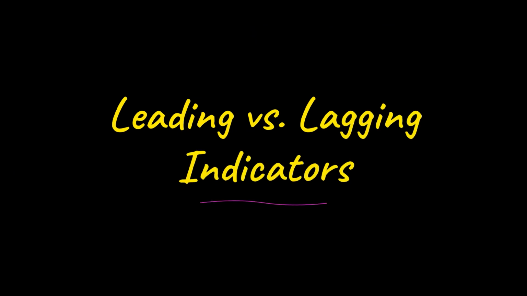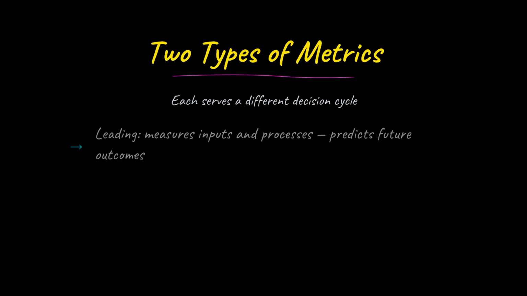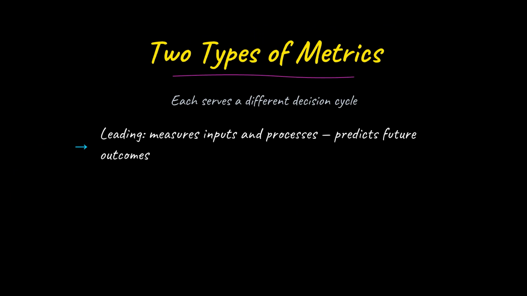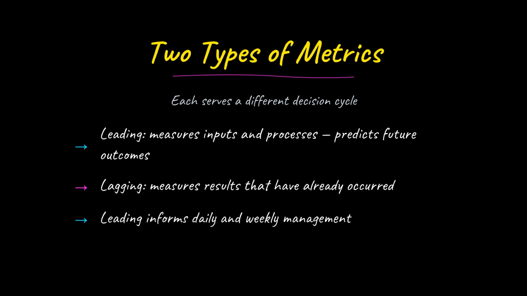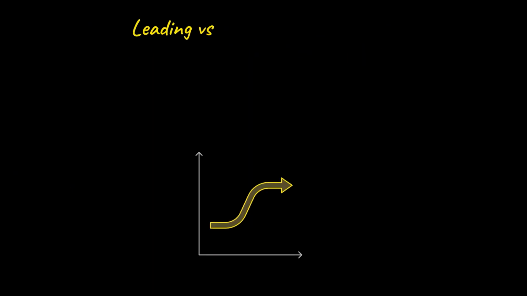Performance management relies on two complementary types of metrics. Understanding the difference between them is essential for making timely, effective decisions at every level of an organization. Leading indicators are forward-looking. They measure processes and inputs that drive future outcomes. Lagging indicators are backward-looking, reporting results after they've already occurred. Leading metrics guide operational action. Lagging metrics evaluate whether that action worked.